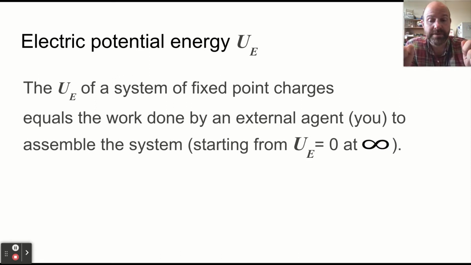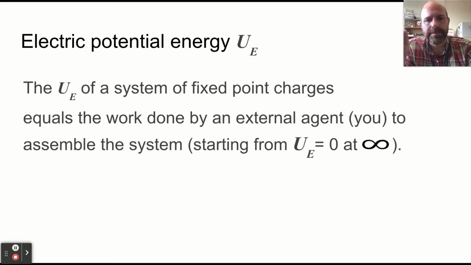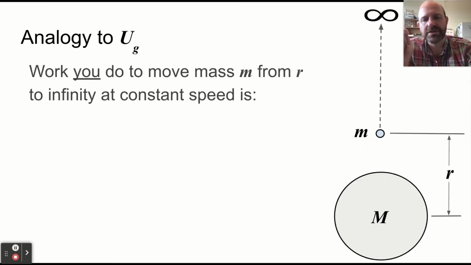Now, with gravitation, we said that when things were infinitely far apart, it had zero gravitational potential energy. And we're going to say the same thing here. The big difference here is that we could have either positive or negative potential energy, unlike gravitational potential energy, which was always negative.